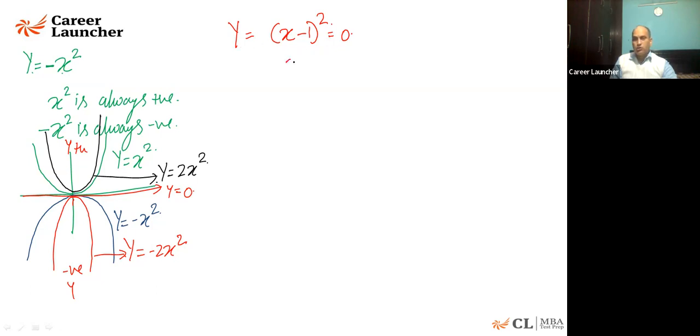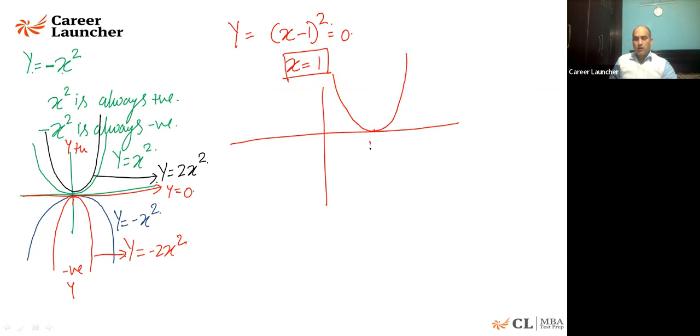So I'll put y equal to 0, that is x minus 1 square equals 0, x equals 1. So I'll say there's a parabola which touches at 1, 0. This is the figure. So y is equal to x minus 1 square. I'll say this is the figure where it touches at 1 comma 0. I believe it is clear to all of you.